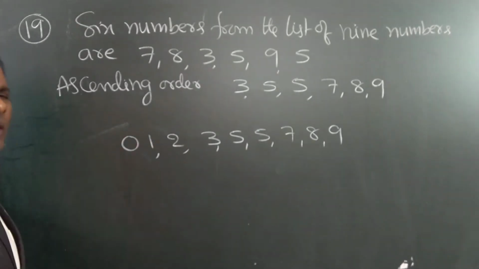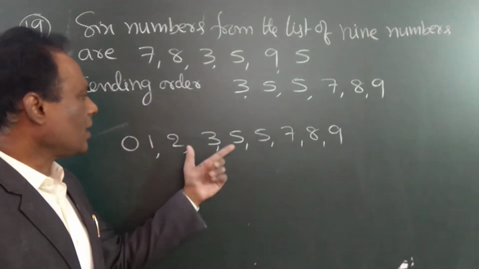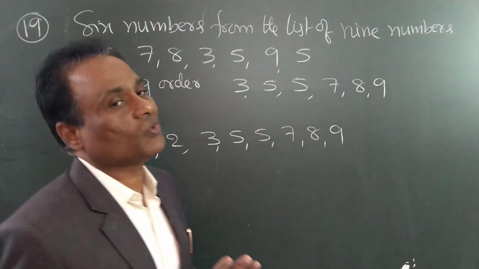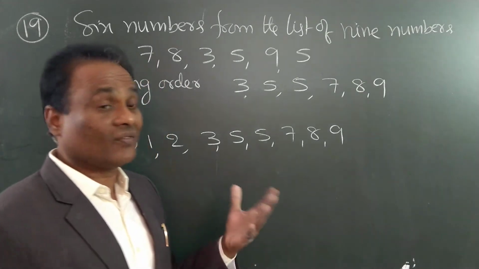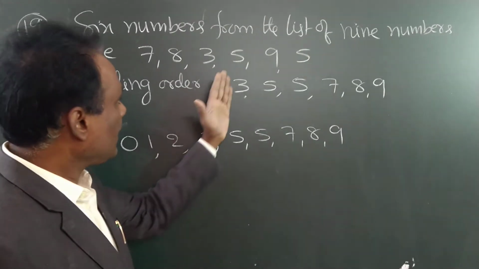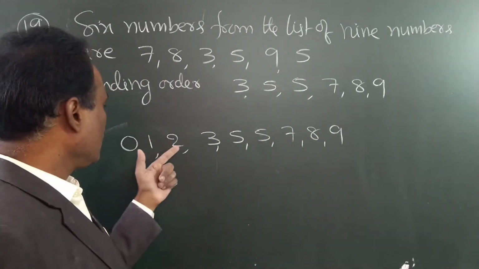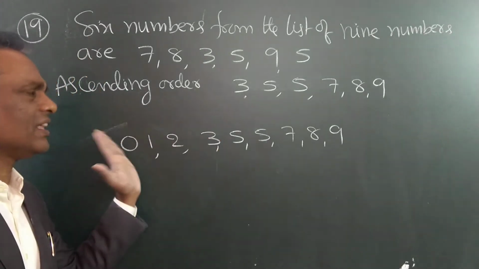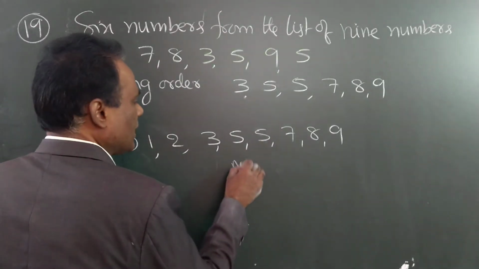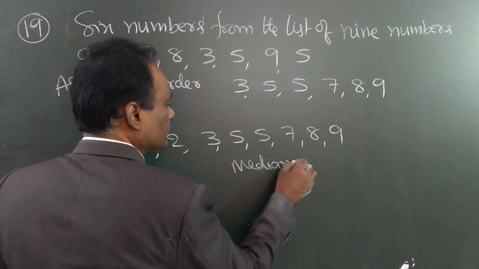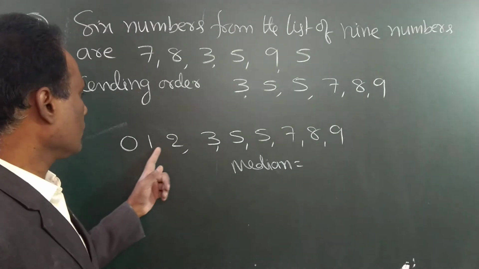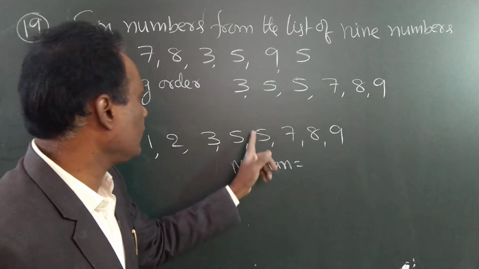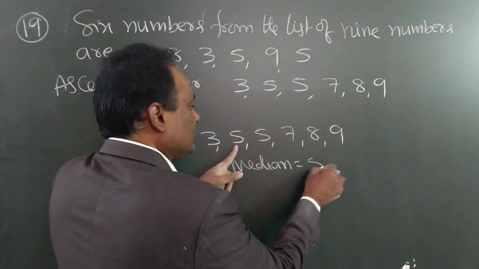Suppose, for example, the numbers 3, 5, 5, 7, 8, 9 are given. So 3 more numbers you tell, where the 3 numbers may be less than 3, like this: 2, 1, 0. Not only 2, 1, 0, I gave some example, less than 3. In this case, what is the median, students? You tell the median. Middle value is the median, no? 3, 3, 5, 5. 5 is the median.